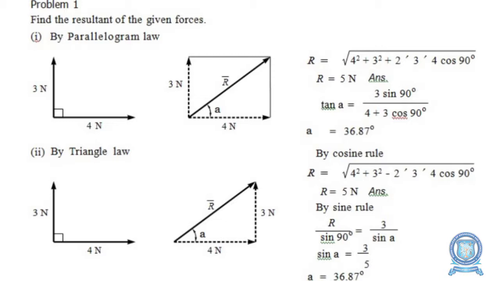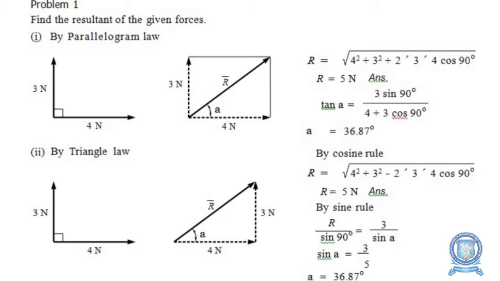The first method we are going to solve is by parallelogram law. You know the resultant equation by parallelogram law: R is equal to root of P square plus Q square plus 2PQ cos theta. In that you can apply 3 and 4 instead of P and Q, and the angle between the two forces, theta, is 90. Now we apply in that equation: R is equal to root of 4 square plus 3 square plus 2 into 3 into 4 cos 90. So you will get the answer as 5 Newton. That is, the resultant magnitude is 5 Newtons.